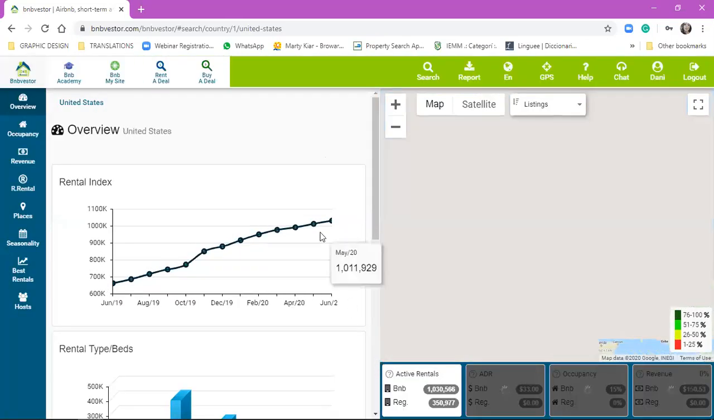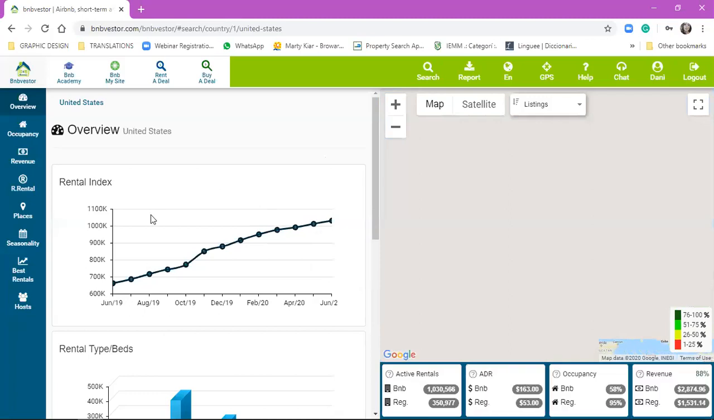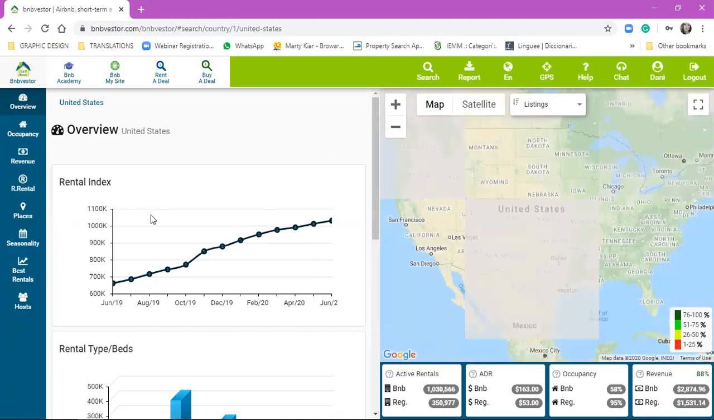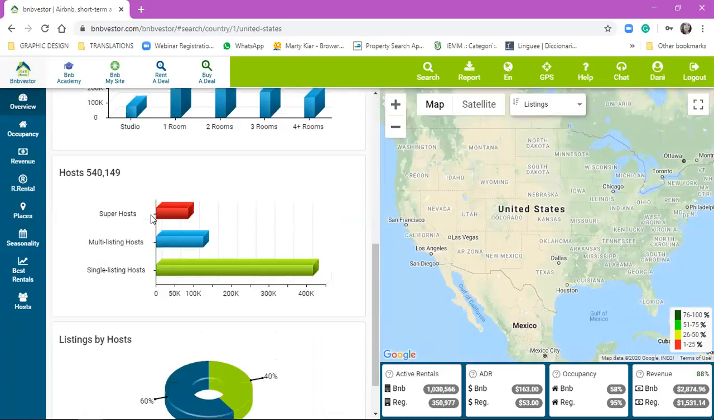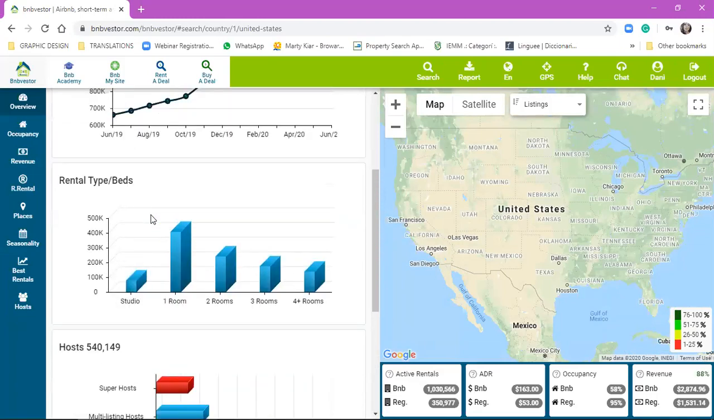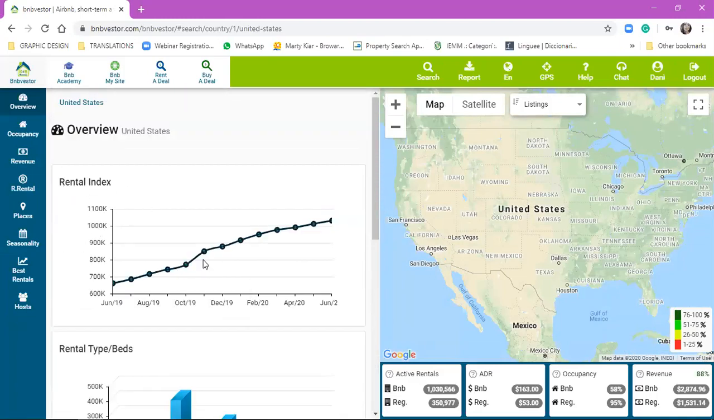Okay. So over here, you're going to see a lot of graphs, numbers, and different analytic tools so that you can see and analyze what's the best area of where you can start your BNB business. Starting with rental index, rental type and beds, host, and listing by host. So the rental index is going to give us, let's just give it a second for it to finish loading because it's not loading completely.